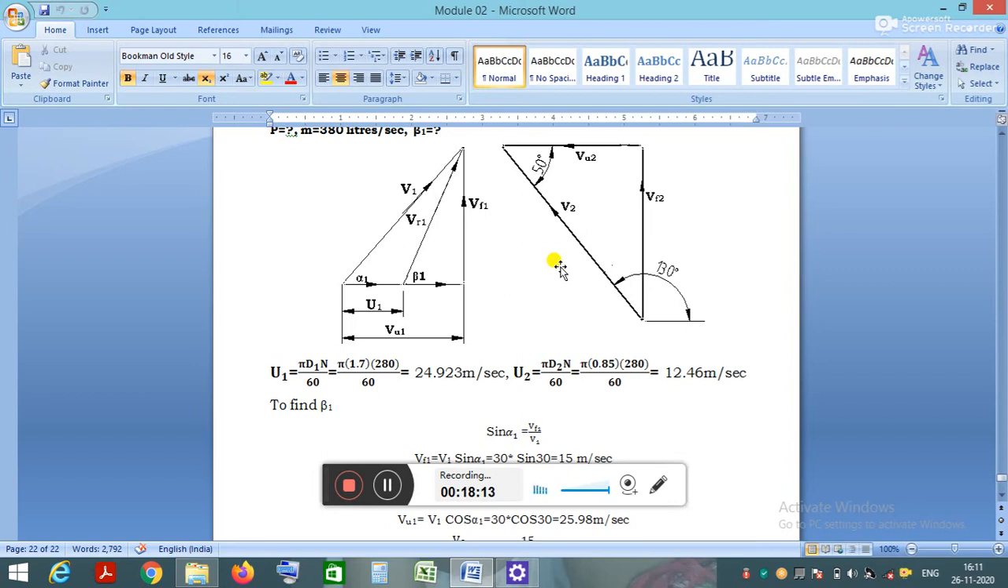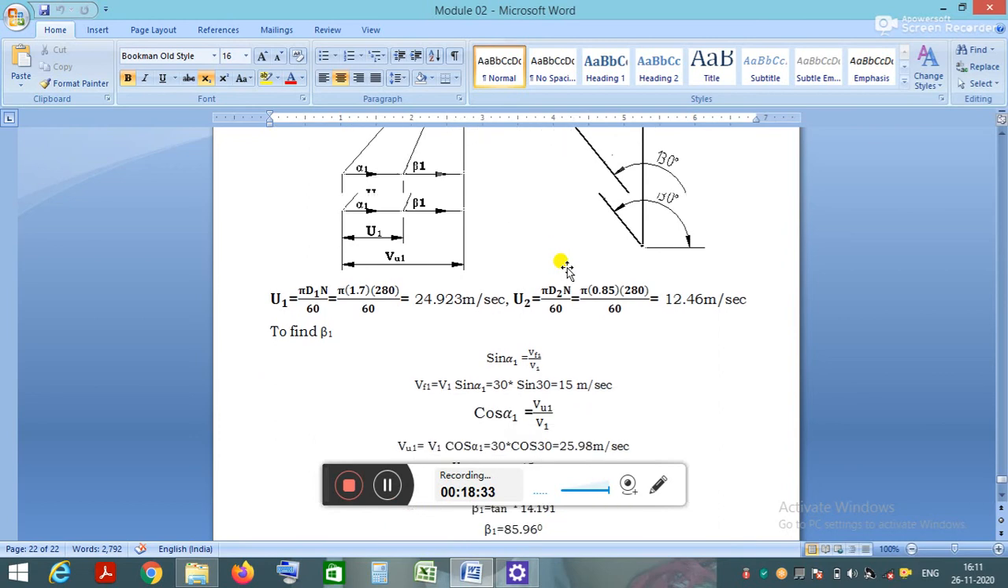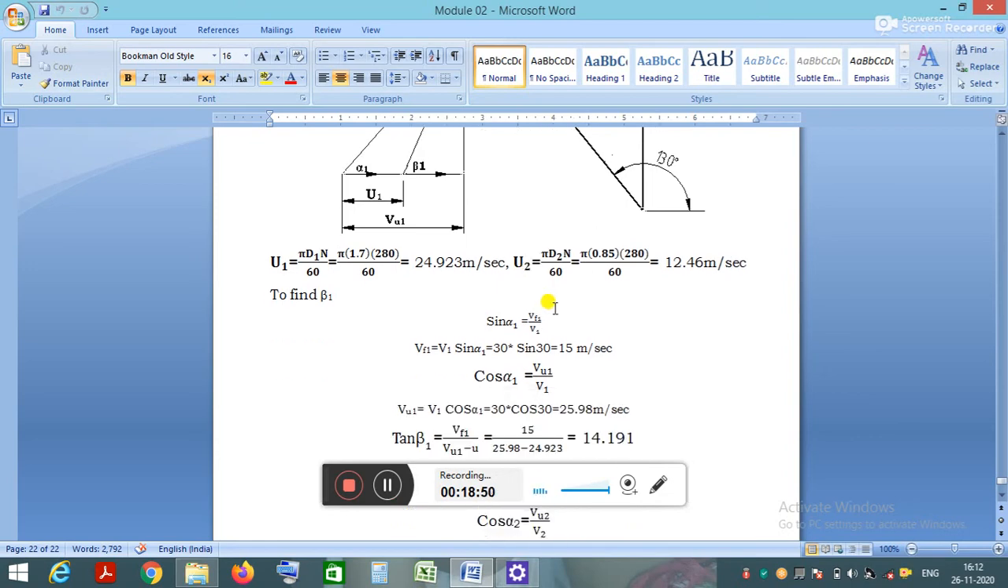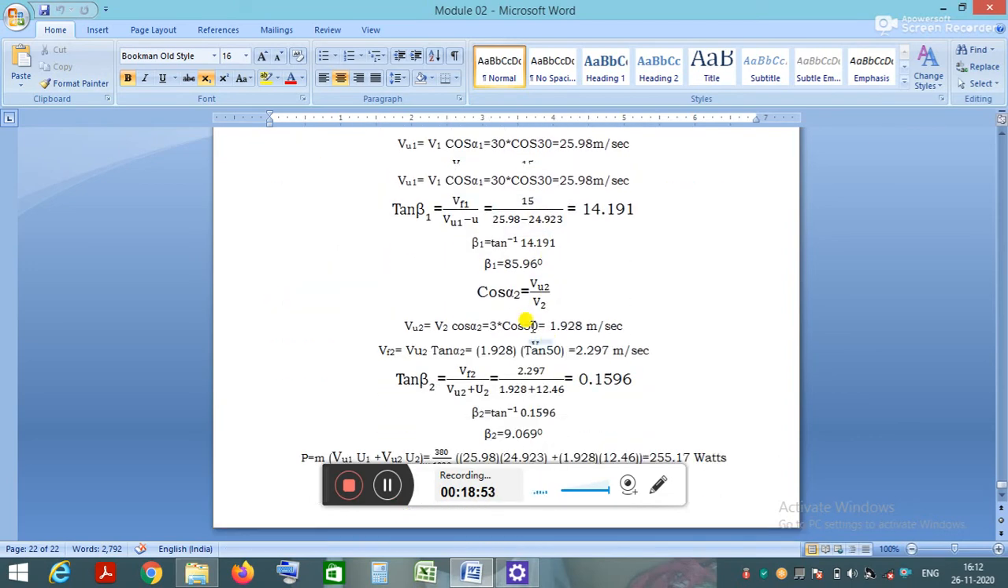He has given two different diameters and he has given the speed of rotation of the shaft. Using the pi d n by 60 equation, we can find out the blade velocity at the inlet and at the outlet, u1 and u2. And then by using trigonometric equations, we can find different values such as v1, vf1, vr1; u1 and u2 we already found. We can find vw, vu1. Then finally, substituting those equations, we can find different blade angles.